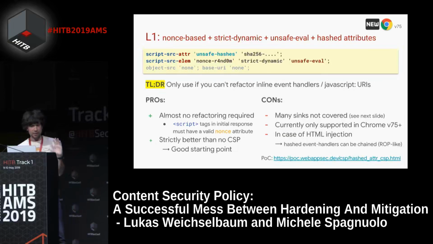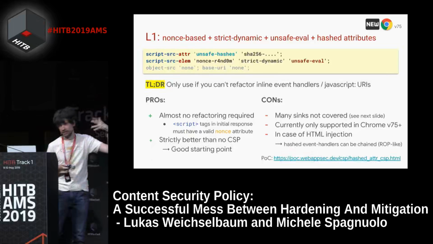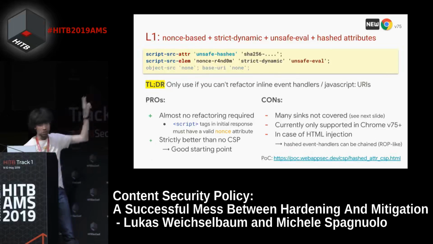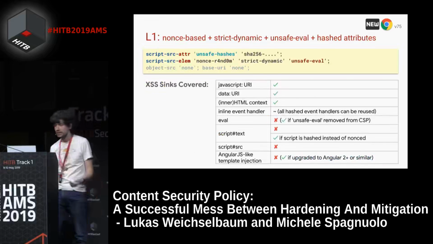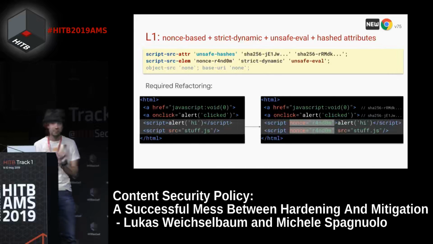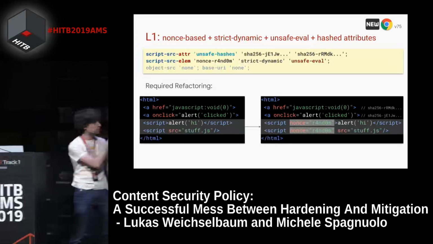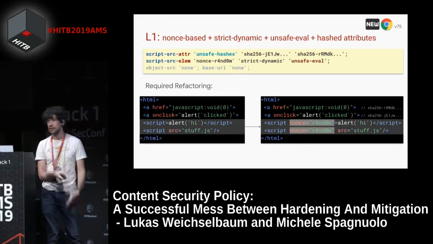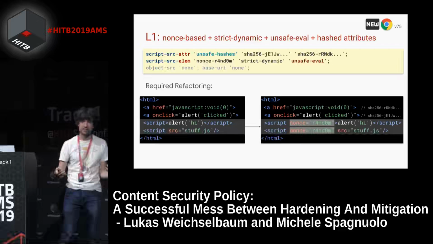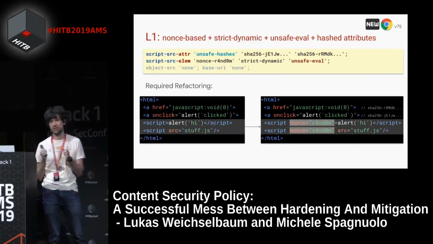So by doing this, basically having a strict-dynamic plus unsafe-eval, like a level 2 policy, that blocks things like eval, but also allowing some inline event handlers, the refactoring required is limited to just adding the nonce attribute to script tags. You do not have to refactor your JavaScript URIs. JavaScript URIs, by the way, are the same as inline event handlers for CSP. They are governed by so-called unsafe-inline.